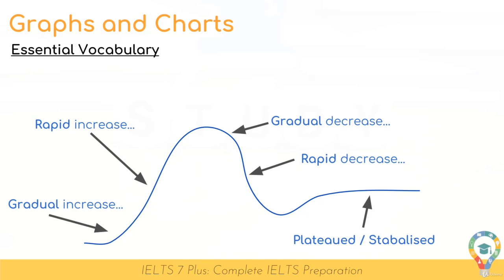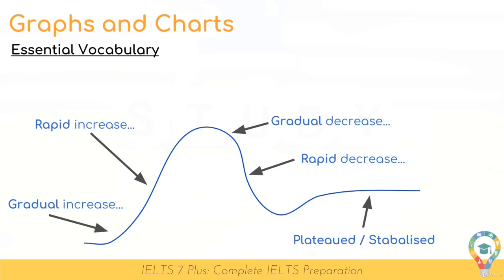Now we'll move on to vocabulary all about graphs and charts. Here are 5 common trends that you will see with graphs and charts. And we have both gradual and rapid changes. As well, we also have a plateau, or we could say that it is stabilized.